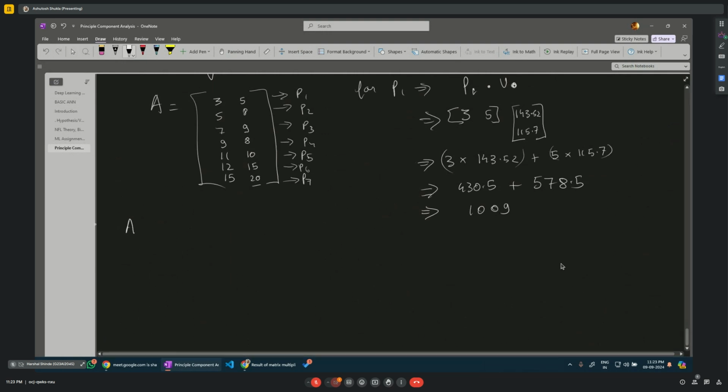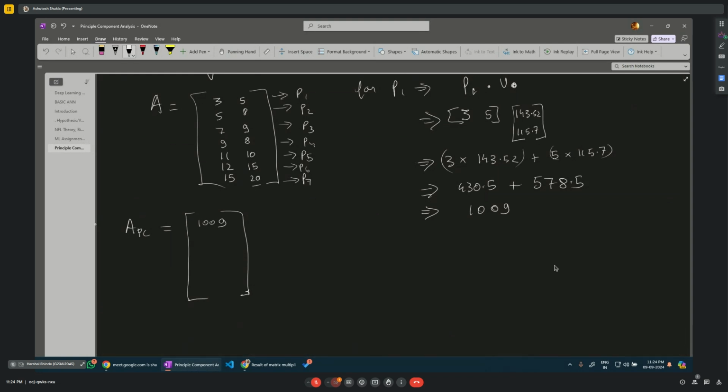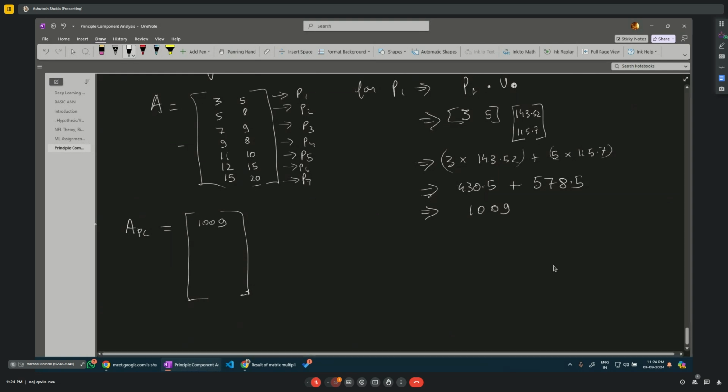So this is A transformed. Now I'll just write it as A principal component equals this. This is the first data point, 1009, and this becomes a single dimension matrix. So from 2 dimensions, this is 2D, we went into 1D, and that is what principal component analysis does.